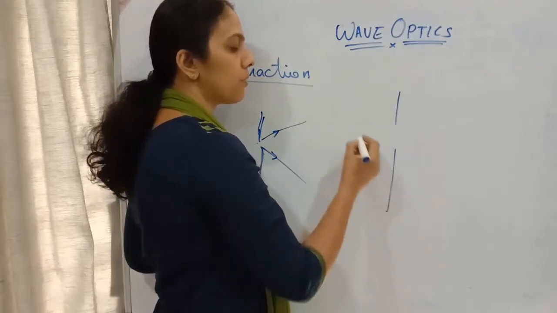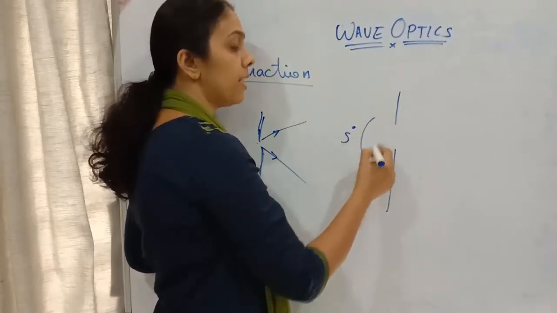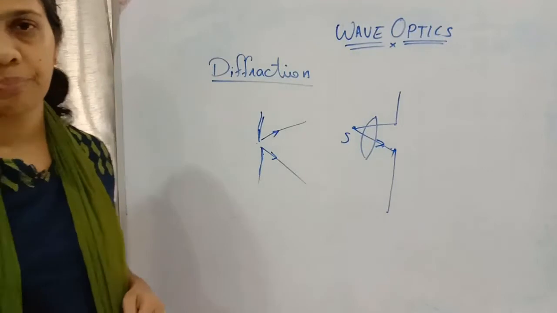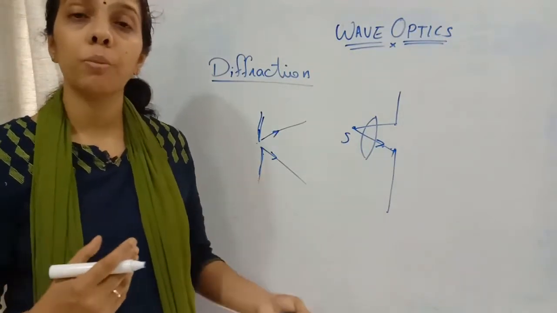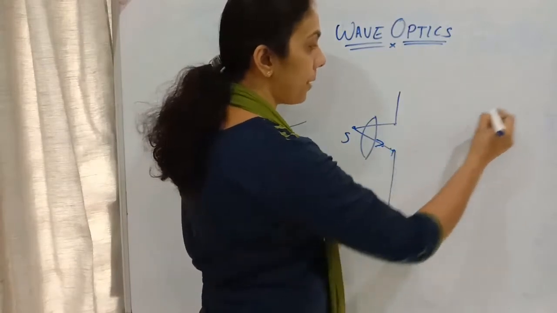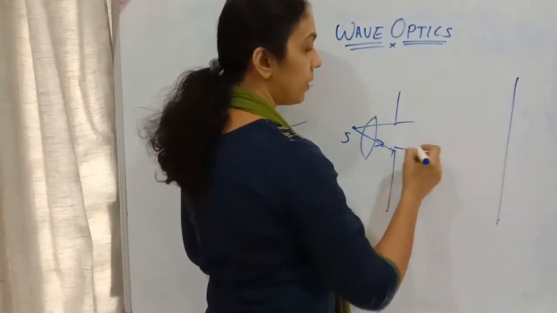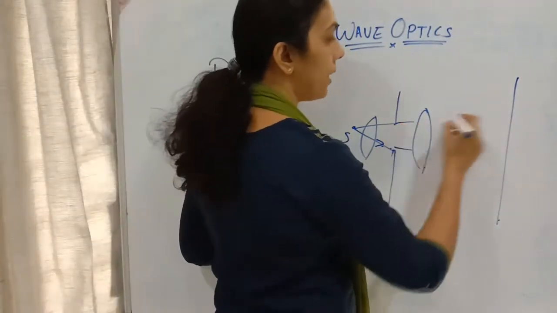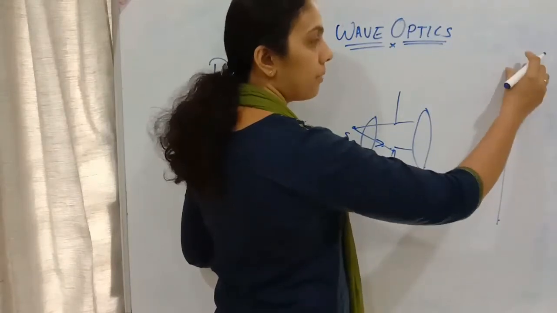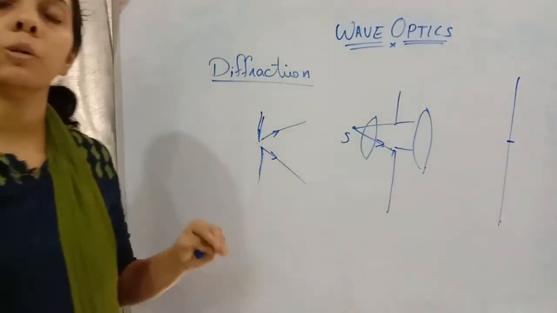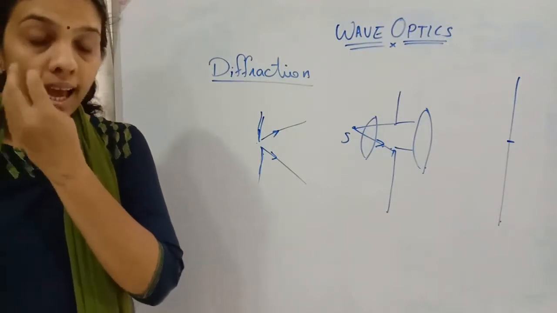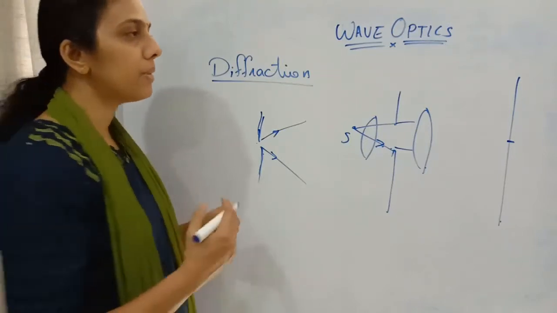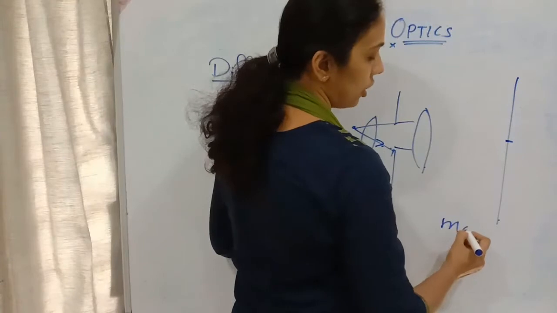Suppose a source of light is here, and I am taking all the lights. All the secondary wavelets are superposing over here. We again use a convex lens, and we get the fringes on this screen. Here also we get alternate dark and bright fringes. Instead of dark and bright, we will say maxima and minima positions.